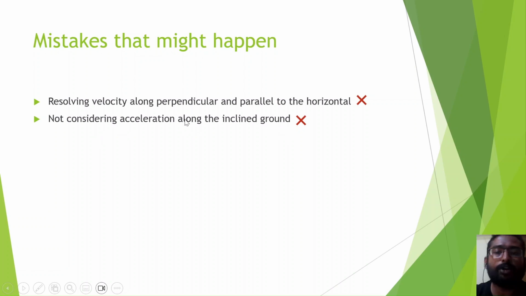In normal projectile motion, the acceleration in the horizontal direction is actually zero. There is only g. So by habit, students forget to take the acceleration along the inclined ground. That is g cos 60. Students actually forget to take the g cos 60 component.